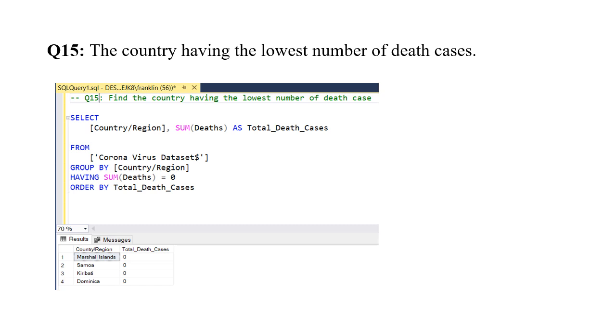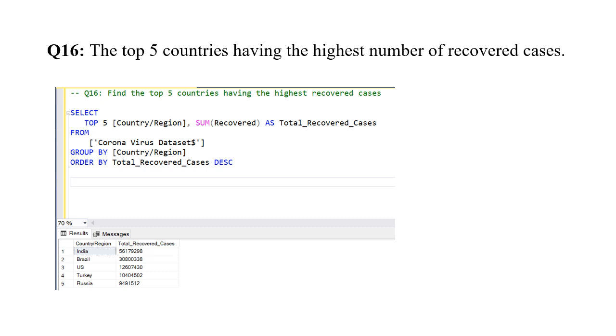And the countries having the lowest number of death cases. Here they are. We have the Marshall Islands, Samoa, Kiribati, and Dominica. So they had no cases of death, that's 0 deaths in these countries. And the top 5 countries having the highest number of recovered cases: we have India, Brazil in second place, USA in third place, Turkey and Russia. These countries have had the highest number of recovered cases.